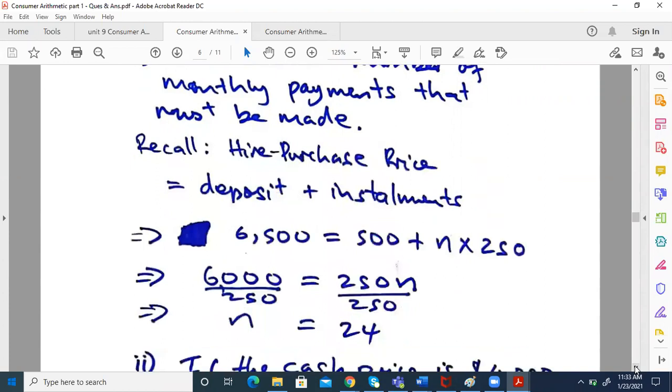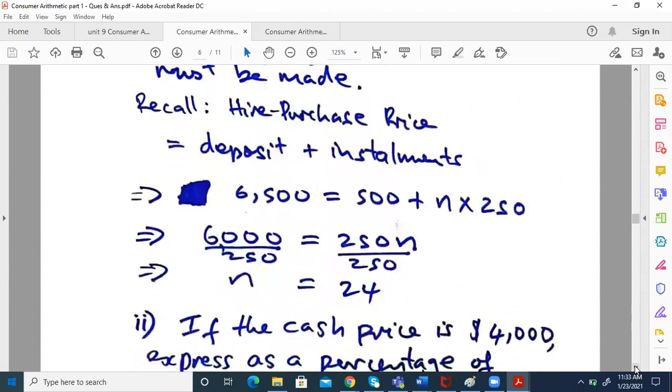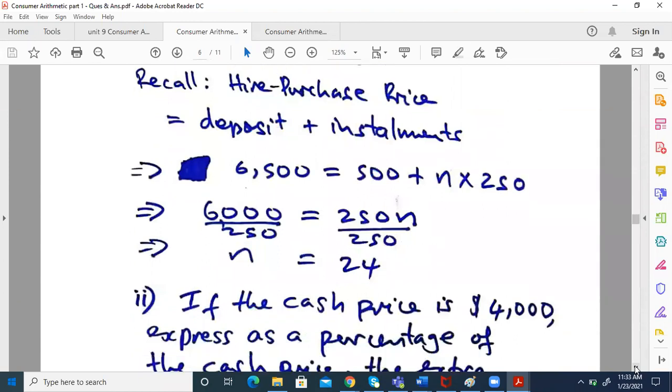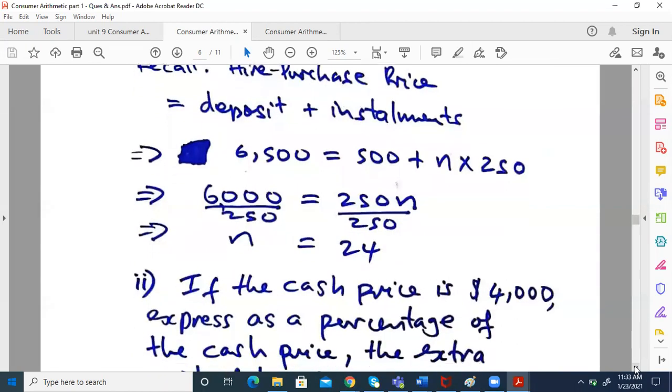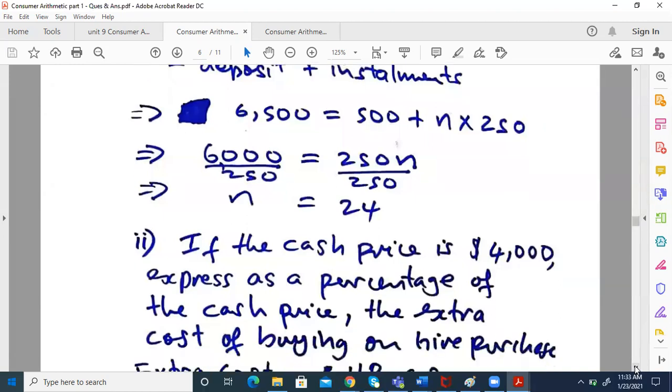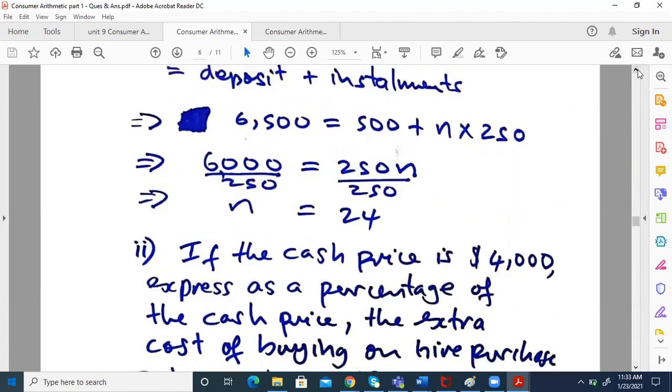All right. So the next part of the question now is: if the cash price is 4,000, express as a percentage of the cash price the extra cost of buying on hire purchase. So that's another part. I'll give you a minute for that. All right, what do you have in mind now?